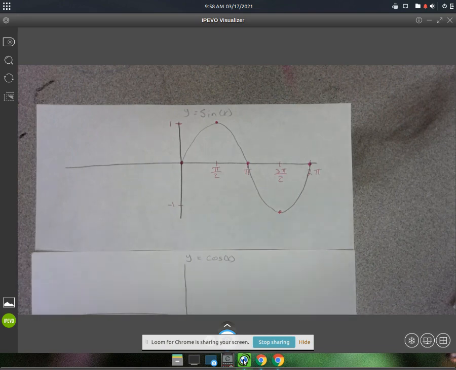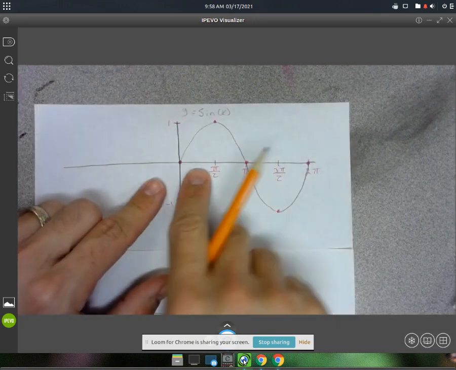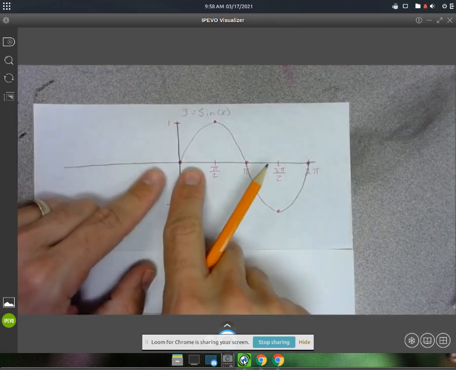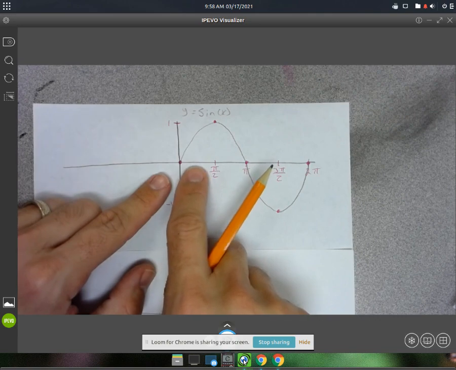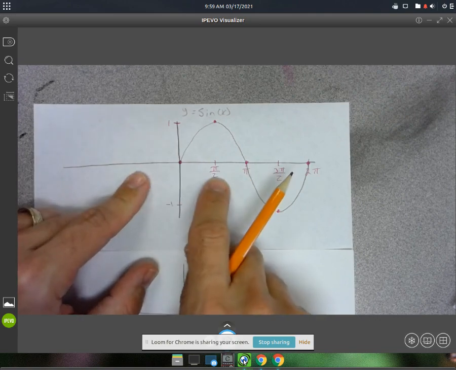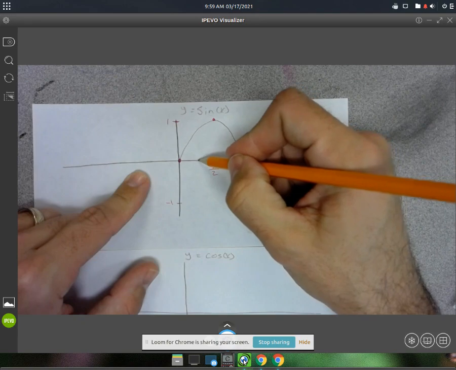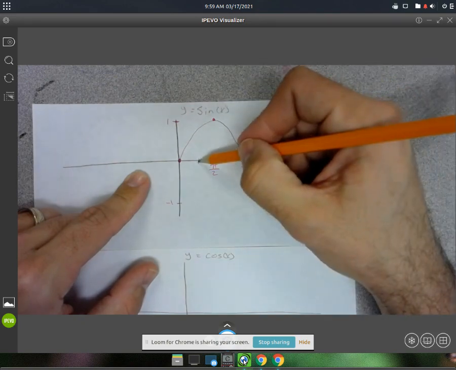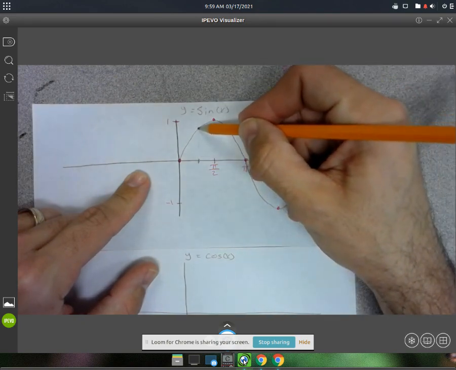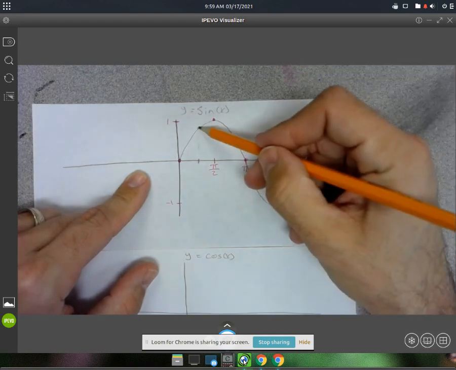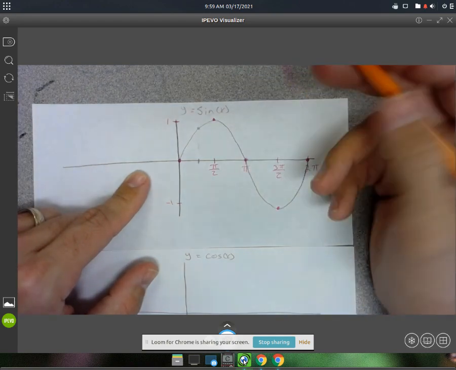So you could use this graph to answer questions like, what's sine of pi over 4? Well, I know pi over 4 is in between 0 and pi over 2, so I know it's got to be right here. And then you would just follow that up to wherever the graph is right there. And that's going to give you root 2 over 2. That's that y value there.